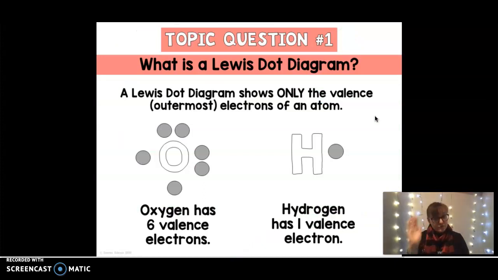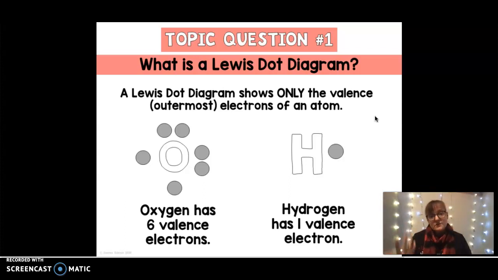So, just review. What is the Lewis dot diagram? We have done these before. Lewis dot diagrams show us only our valence electrons, the outermost shell. And these we can tell by looking at our periodic table, because group 1 has 1 valence electron, group 2 has 2 valence electrons. Group 13 has 3 valence electrons. Remember, we have to skip over top of our transition metals.